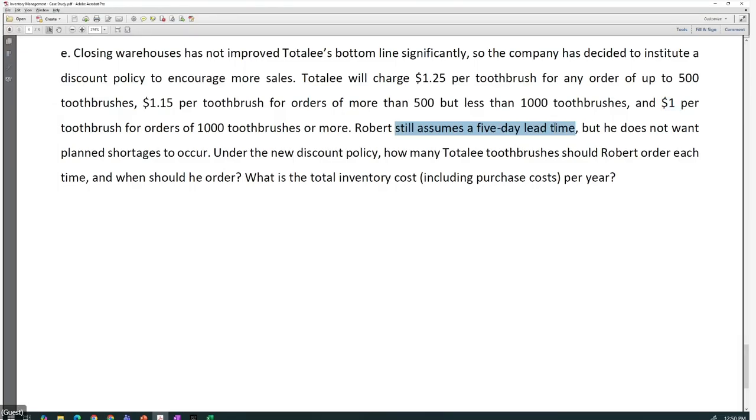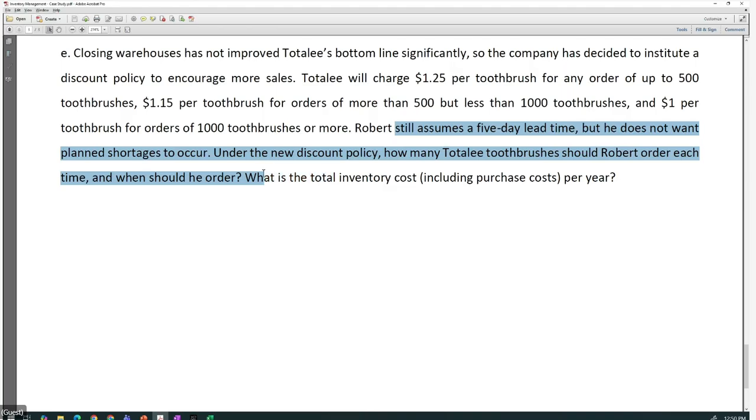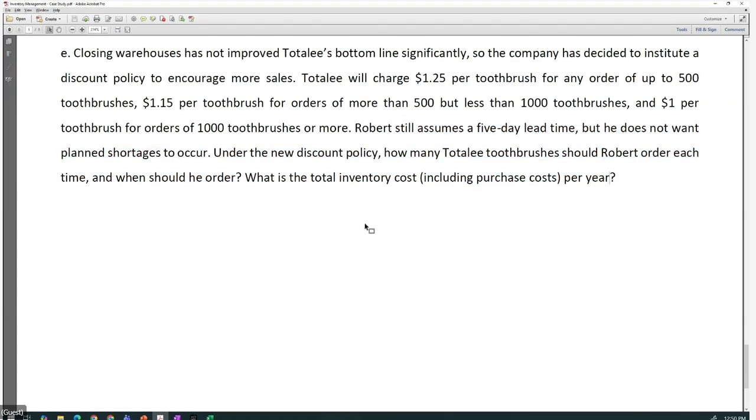Robert still assumes a 5-day lead time, but he does not want planned shortages to occur. So he does not want shortages. Under the new discount policy, how many Totally toothbrushes should Robert order each time, and when should he order? What is the total inventory cost per year? Given this situation, how much will you order? Anybody?